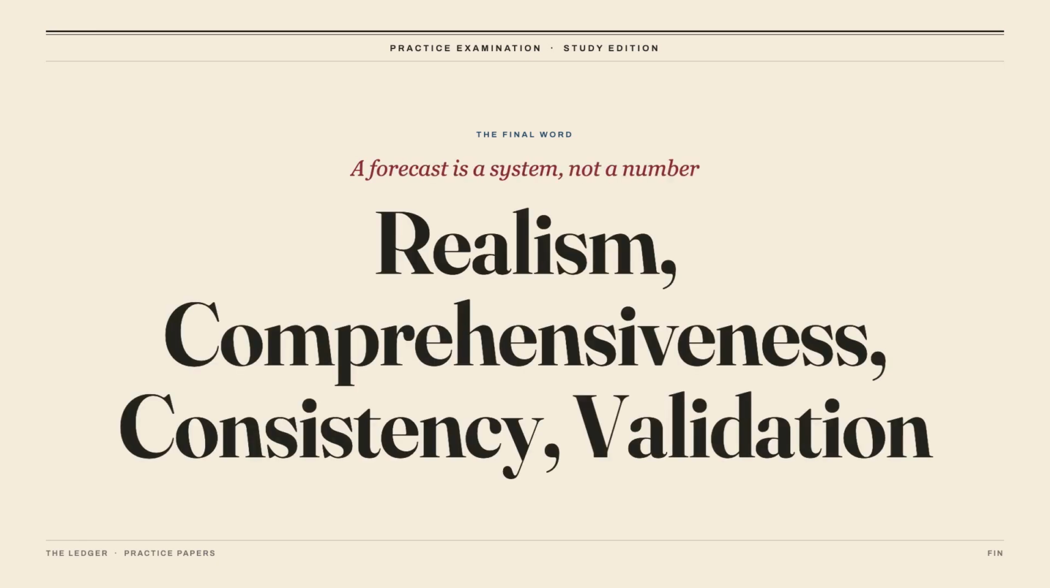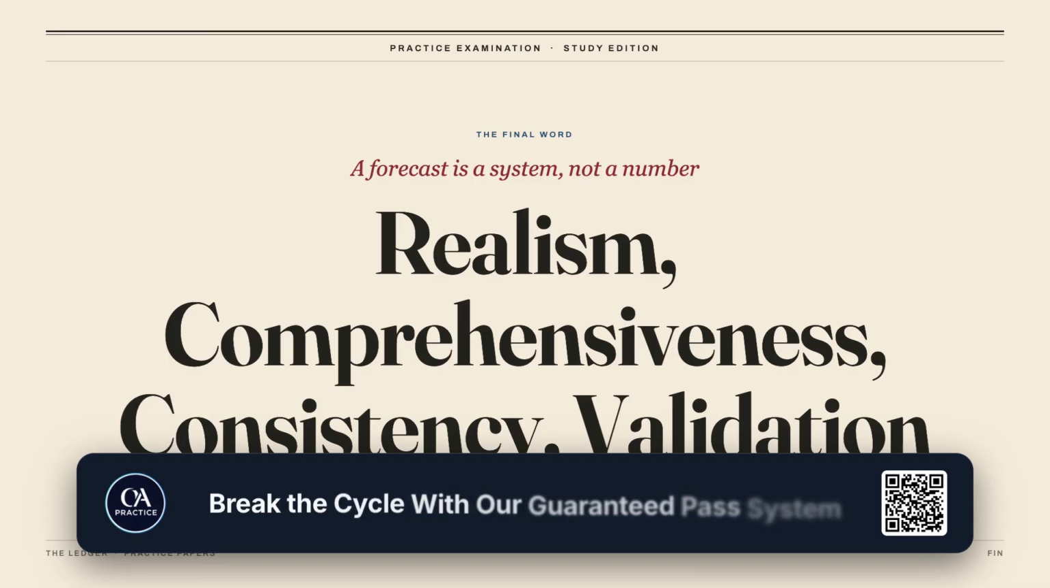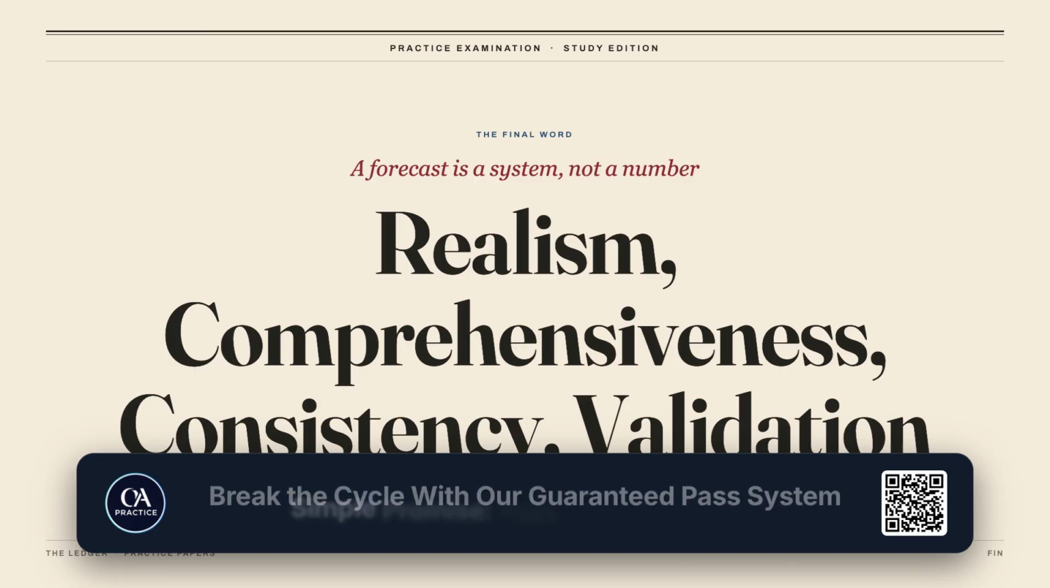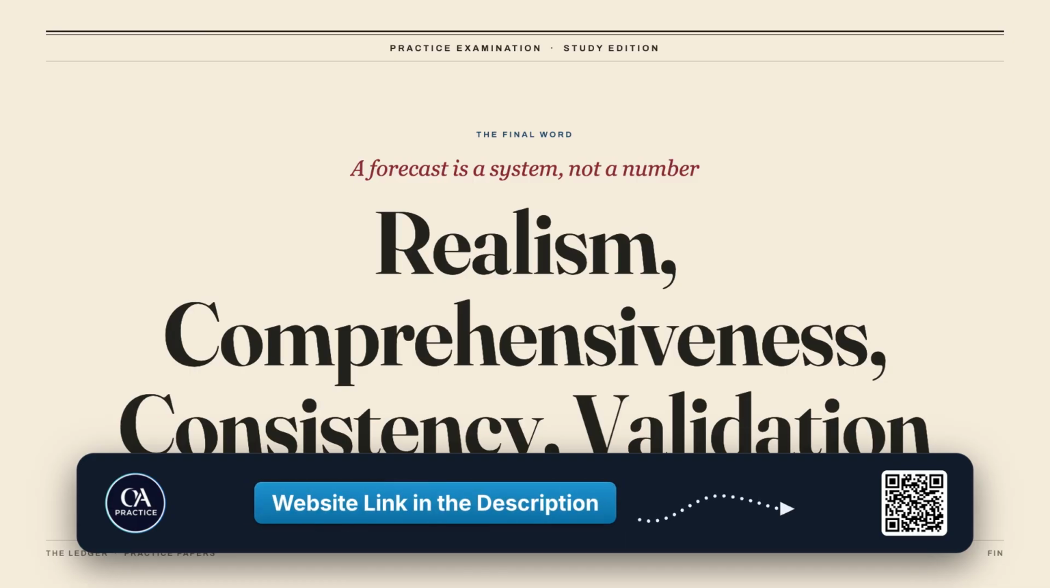A forecast is a system of interlocking statements resting on defensible assumptions. Realism makes assumptions likely. Comprehensiveness leaves nothing out. Consistency makes the pieces fit. And validation lets the whole thing survive contact with evidence. Together, what a lender can actually rely on.